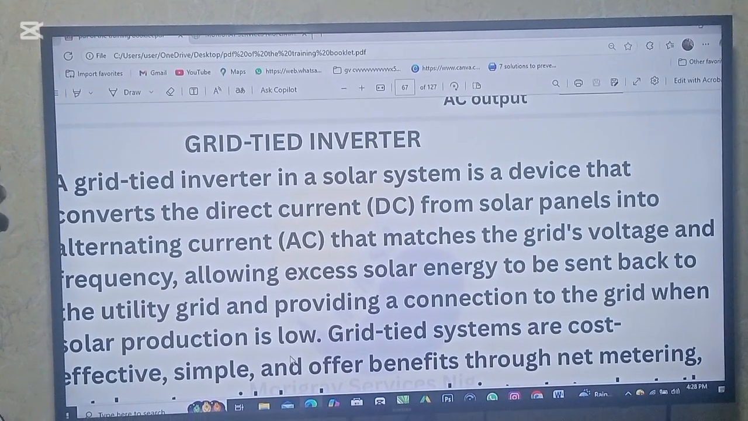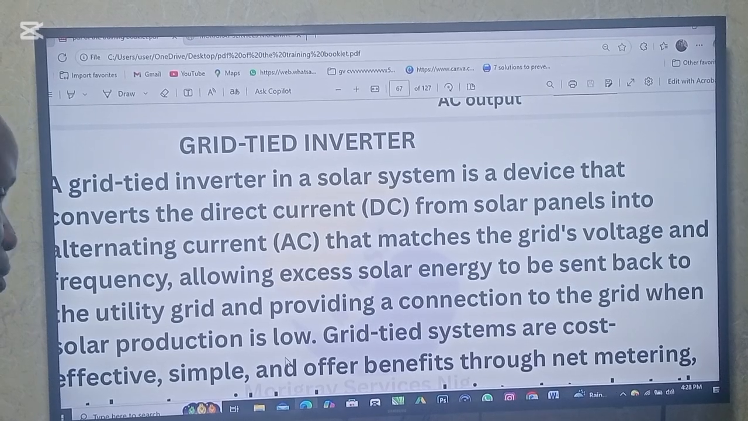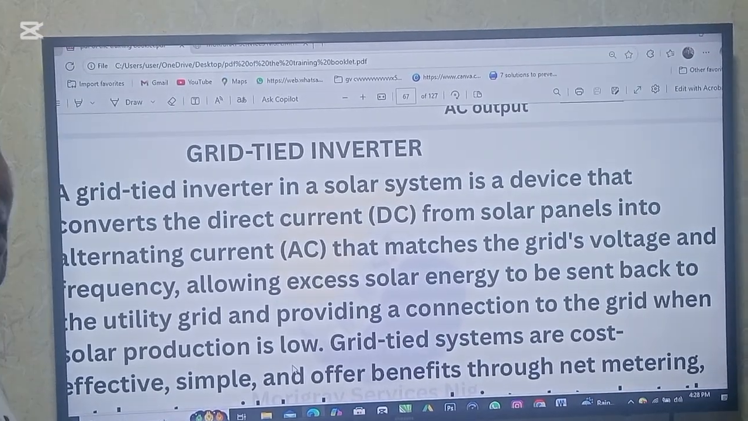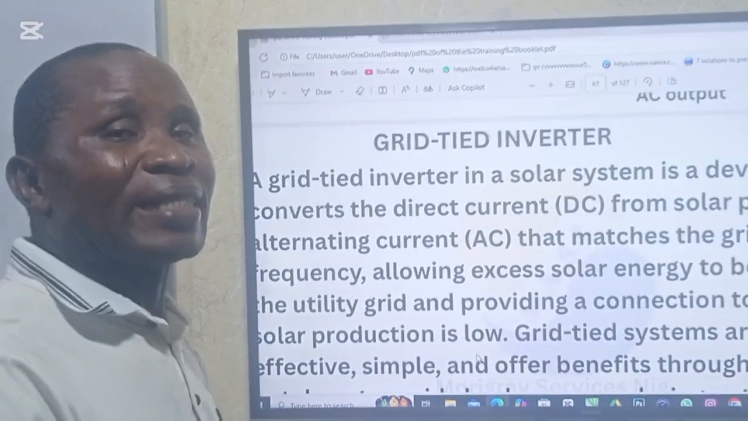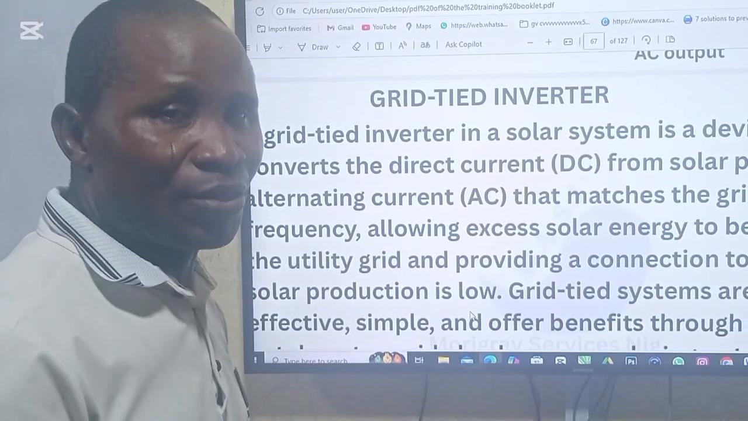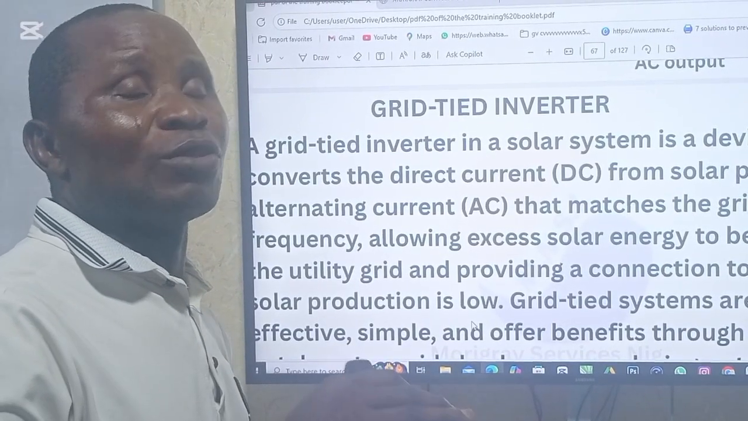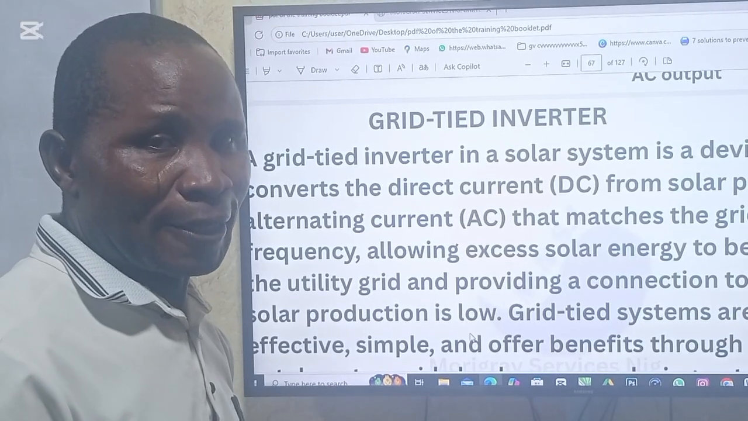So that when solar production is low, you can now use power from the national grid. This particular type of inverter is totally dependent on the grid. That is to say, if there is no national grid, you will not be using power.